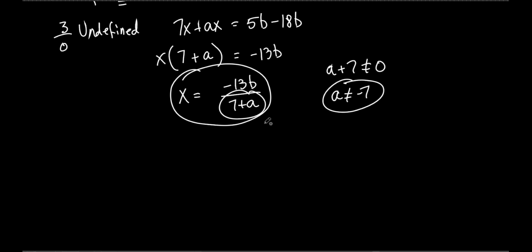And then the whole thing would be undefined, and there would be no answer for x, right? So a and b can be anything. What about the top? Can b be anything? Yeah, it could be any number in the world, okay? It could be a fraction, a decimal, positive, negative. It could be 0, right?